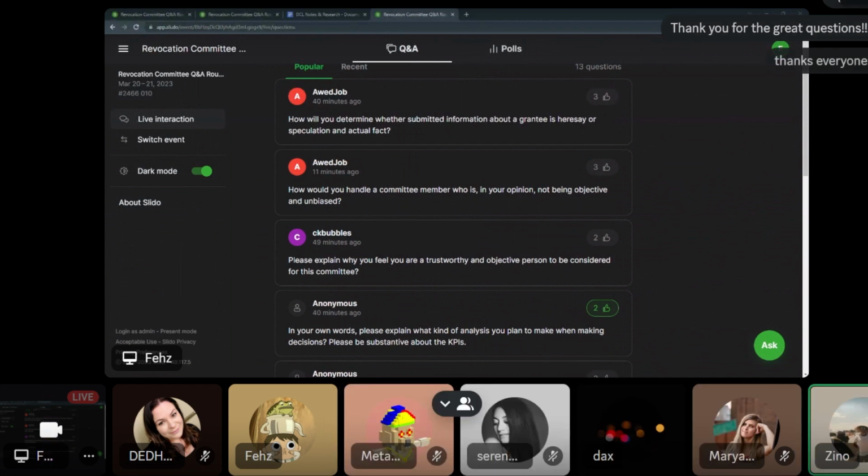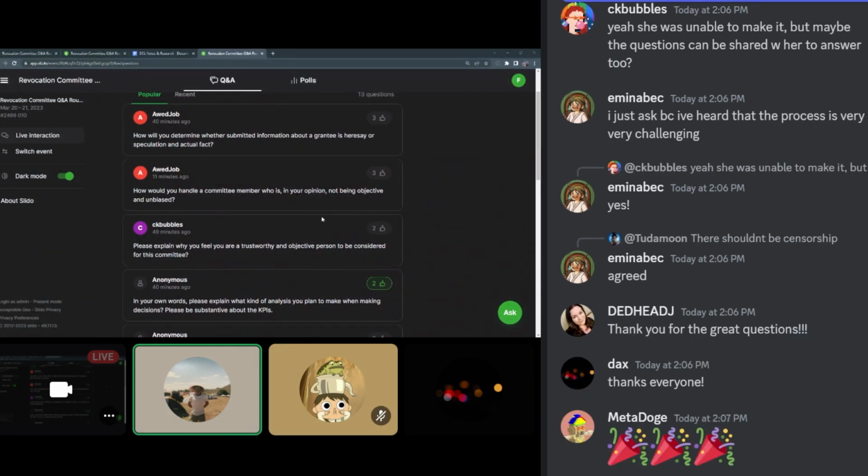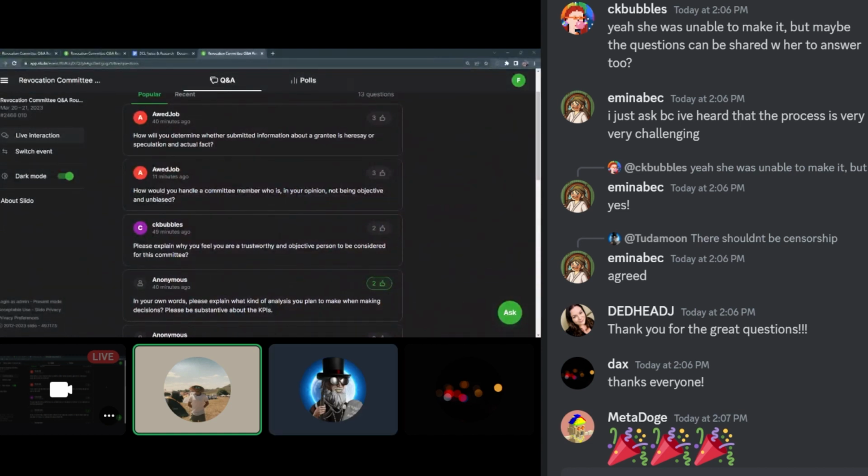Hi, thank you for that. The idea is to publish a poll per candidate so the community can vote for each one. Then we'll see what happens. Basically, we are using the same process that the DAO committee has.